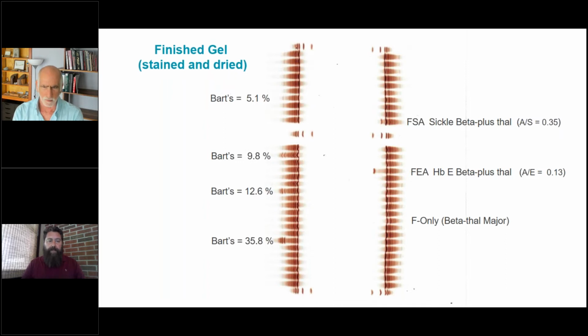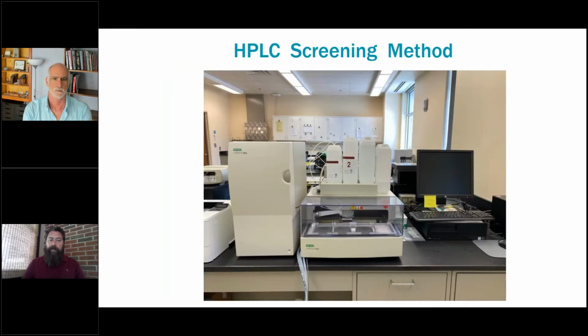And so after they're stained and dried, they're much darker and easier to read. And so you see that there's actually 4 BARTS on the left side, one that is just barely above the cutoff with 2 visible bands and reportable, and then the other 3 moderate and highly elevated levels. So on the right side is a sickle beta plus thal and an E beta plus thal, and then the F only, or the beta thal major that Dr. Bender was talking about. And so we also use these ratios here to decide if the ratios are remarkable enough to report as a disease condition and refer to a hematologist.